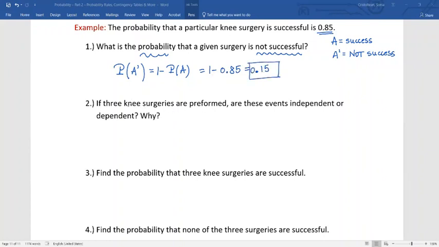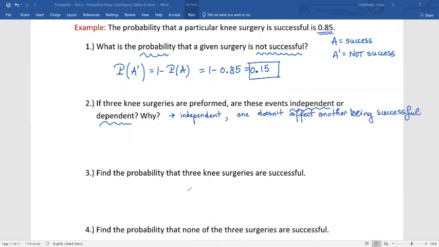Next question. If 3 knee surgeries are performed, are these events independent or dependent? Why? So think of this. We're talking about knee surgeries performed on different subjects, on different people. So we are looking at this as independent events. The fact that one was successful will not affect the fact that another one is successful. So we are looking at this as independent events, even if the knee surgery is performed on the same subject. I hope this makes sense. So we will say independent: the success of one doesn't affect the success of another.